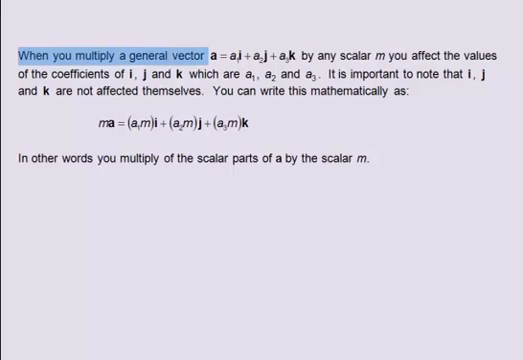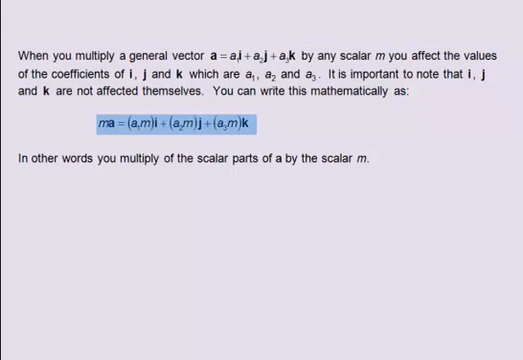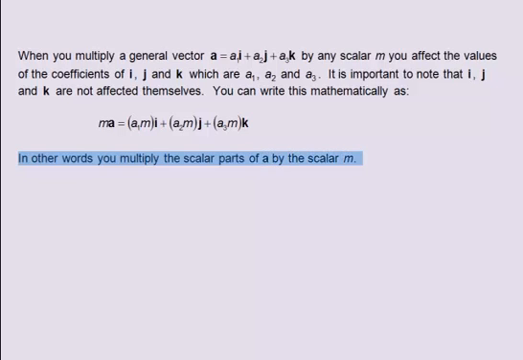When you multiply a general vector a equals a1i plus a2j plus a3k by any scalar m, you affect the values of the coefficients of i, j and k, which are a1, a2 and a3. It is important to note that i, j and k are not affected themselves. You can write this mathematically as the scalar m multiplied by a equals a1m i plus a2m j plus a3m k. In other words, you multiply the scalar parts of a by the scalar m.